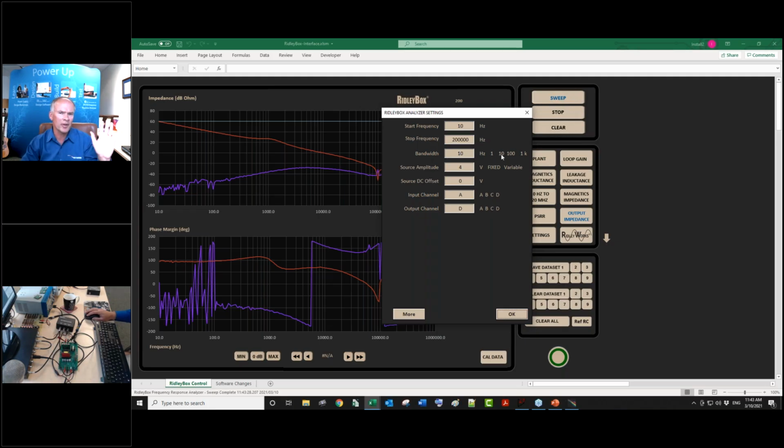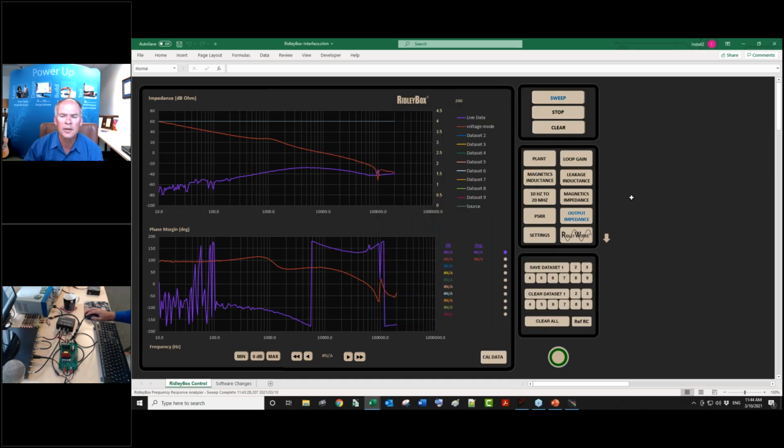And by the way, these comments on bandwidth and source amplitude apply to every analyzer out there. Lots of them fall down on the job, to me, because they can't crank up to a decent source amplitude, and some can't turn down to a decent source amplitude. Sometimes we need to go down 5, 10 millivolts. We can't get there with some of the analyzers on the market, but just contact us if you've got questions. Let's try again.